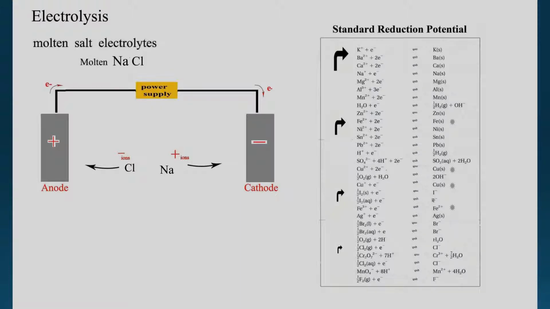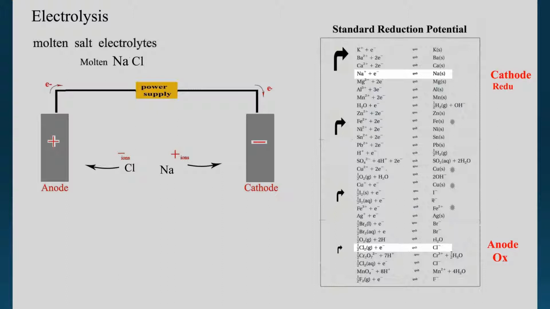Now we look at the standard reduction potential. Cl and Na, we highlighted. So these two are the reactions. And how is the electron flow? Remember, in an electrolytic cell the electrons flow from the anode up to the cathode. At the anode, the chloride ion becomes chlorine gas. At the cathode, the sodium ion becomes sodium, a metal.